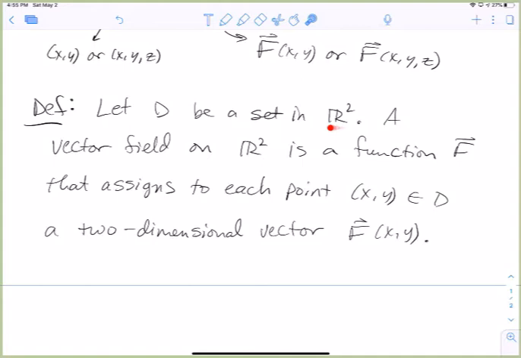Let D be a set in R2. A vector field on R2 is a function f, with an arrow over it because it's a vector, that assigns to each point in D a two-dimensional vector f of x, y. We can consider the three-dimensional analog of all of this by considering a set E in R3 and saying that it's a vector field in R3, and the points would be x, y, z in E, and it would be a three-dimensional vector field f of x, y, z.